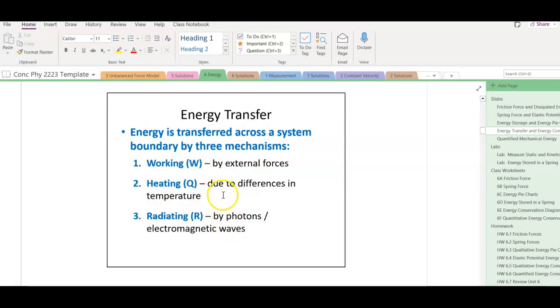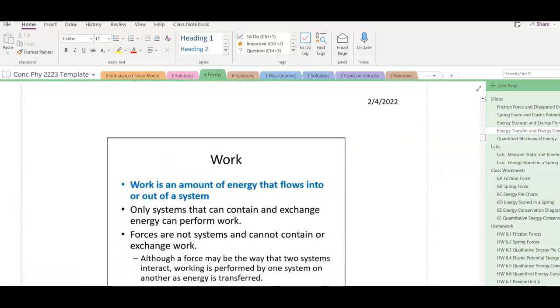One is called heating, where energy transfers from a hotter object to a cooler object. And the other is radiating. For example, our sun is always sending out electromagnetic waves, and when they pass by, the Earth absorbs some of them. So that is energy being transferred by the process of radiating. Okay, but again, we're primarily going to talk about work.